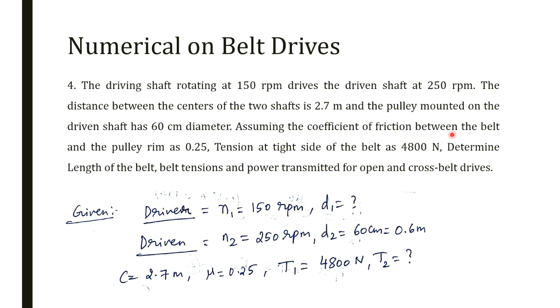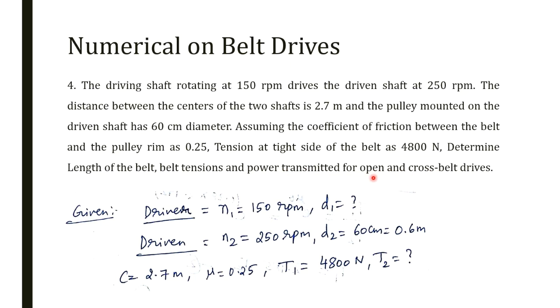Assuming the coefficient of friction between the belt and the pulley rim as 0.25, what is this value? It is nothing but mu, 0.25, coefficient of friction. Then tension at tight side of the belt as 4800 Newton. They have given T1 as 4800 Newton. Determine the length of the belt, belt tensions, that is T1 by T2, and power transmitted for open and cross belt drives. You need to find three parameters: length, belt tension, and power transmitted for both open and cross belt drive.